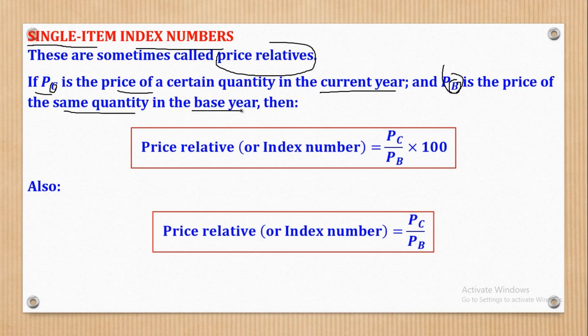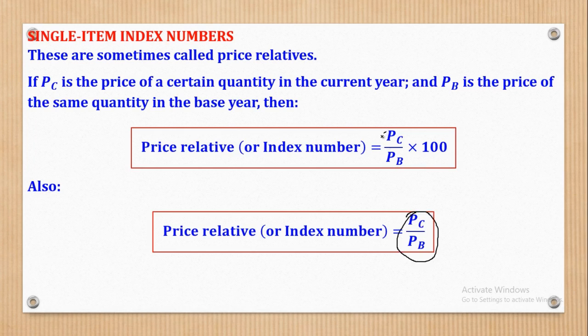Like I told you previously, these two terms were different, but now they are the same. Whether the question says price index or price relative or index number, you will still have the same formula, either this or this. Previously, the one without 100 was for price relative, and the one with 100 was for price index. But now, any of the two is okay. You can use either one when they ask for price relative or price index. Any option is okay.